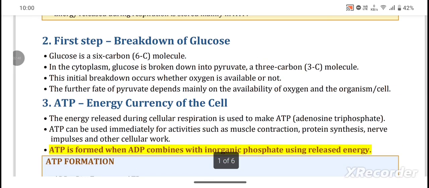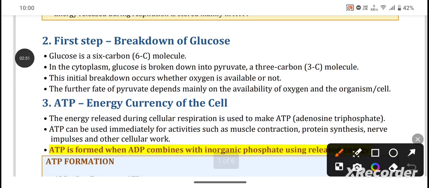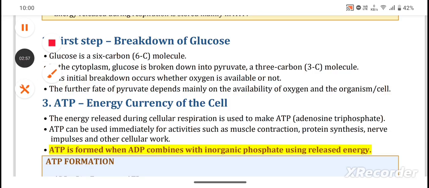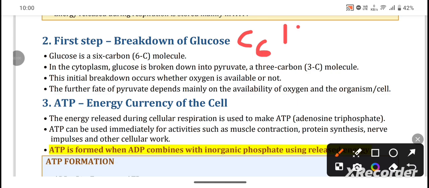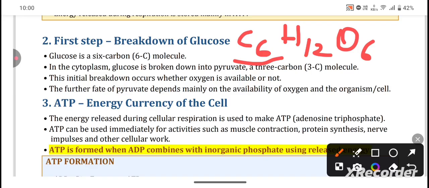So what happens in the process of respiration? First step is breakdown of glucose. So glucose is a 6 carbon compound. When you see the formula of glucose, it says C6H12O6. So it is a 6 carbon compound. In the cytoplasm, the glucose is broken down into pyruvate, which is a 3 carbon compound. The cell consists of cytoplasm, which is a jelly-like watery substance, and in the cytoplasm, the glucose will be broken down into pyruvate, which is a 3 carbon molecule, and this process is known as glycolysis.